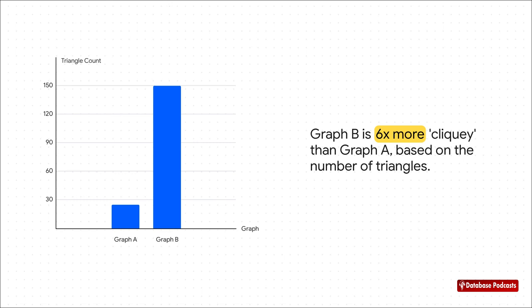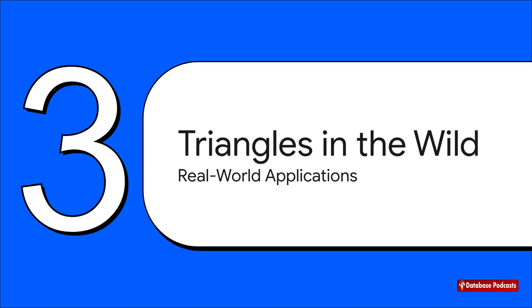I mean, look at this chart. We can say without a doubt that graph B is way more cliquish than graph A. It has 150 triangles compared to just 25. That lets us do some really cool stuff, like comparing different communities, or even tracking how a single community evolves over time. Okay, this is all great in theory, but what does this actually look like in the wild? Let's talk about how counting triangles can solve some actual real-world problems.